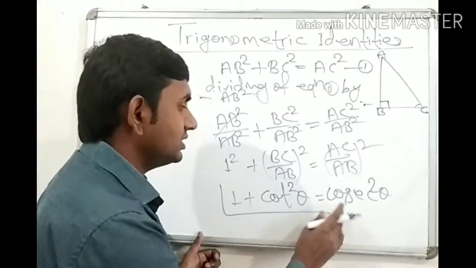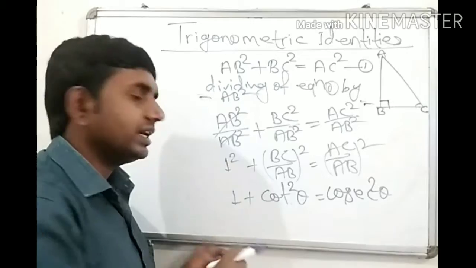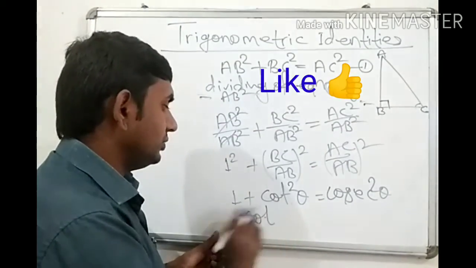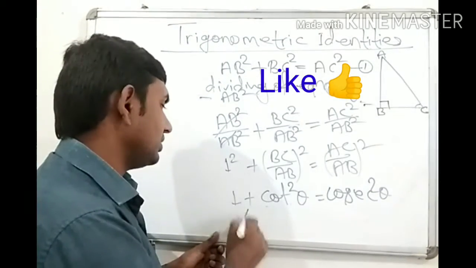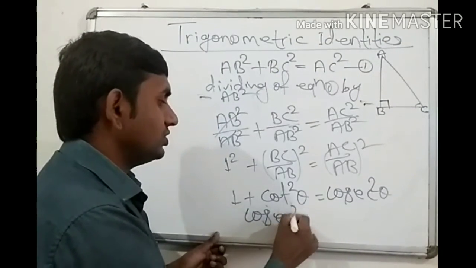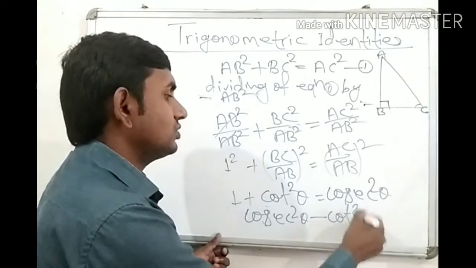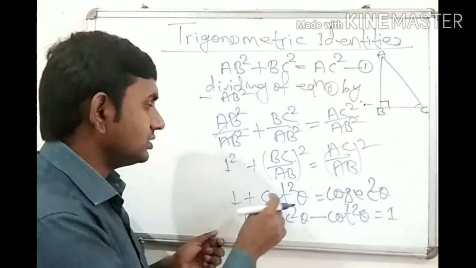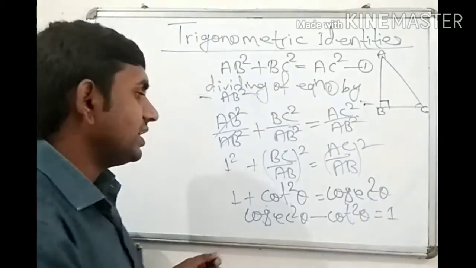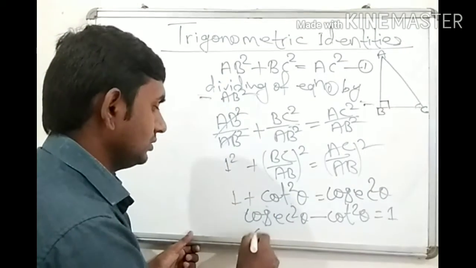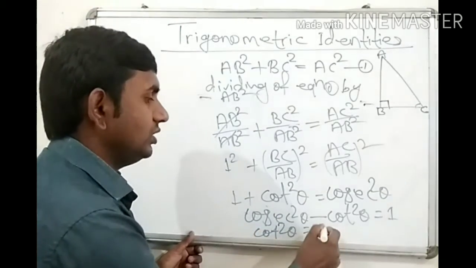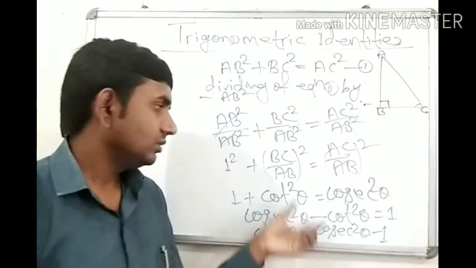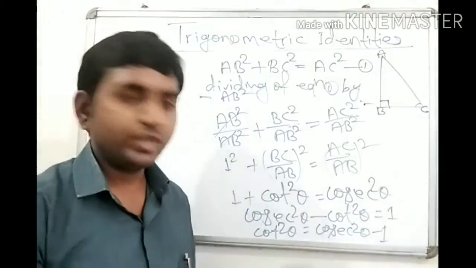This is equation number 2. By use of this equation, we can also find other forms. If we transpose cot square theta to the other side, then we have cosec square theta minus cot square theta is equal to 1. Now, if we transpose 1, then we find cot square theta is equal to cosec square theta minus 1. By this one equation, we have two other equations.